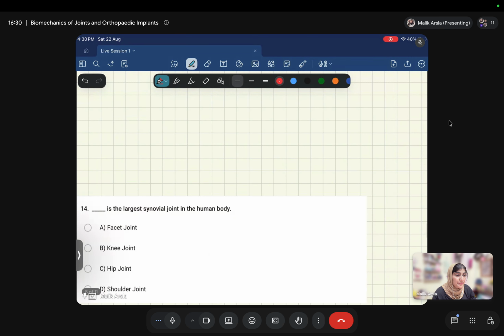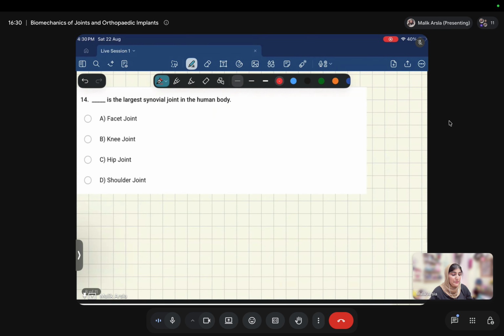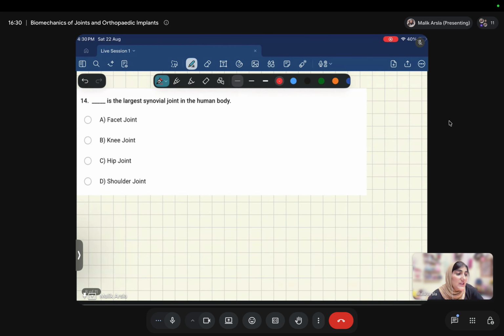The next question is, what is the largest synovial joint in the human body? One may be tempted to say that it is the hip joint, but actually it is not. The knee joint is the largest synovial joint present in the human body.